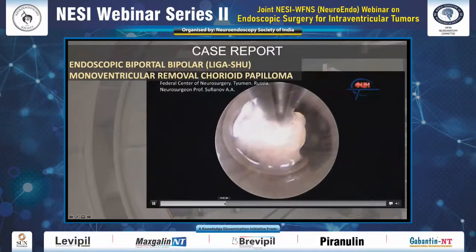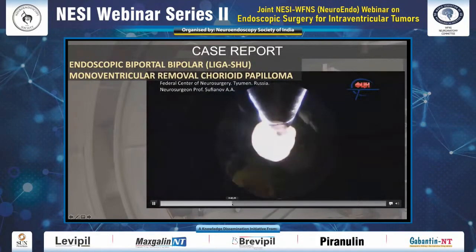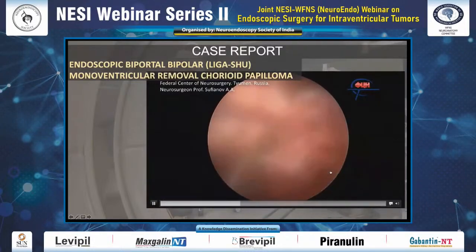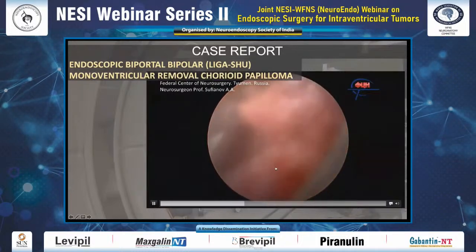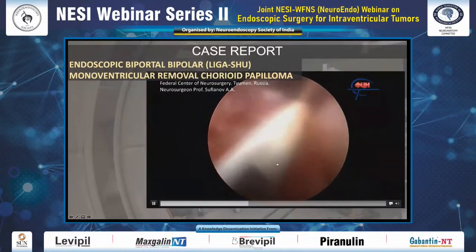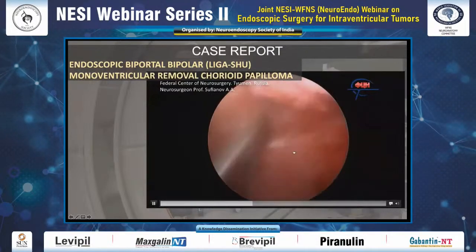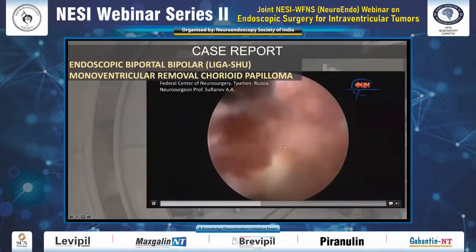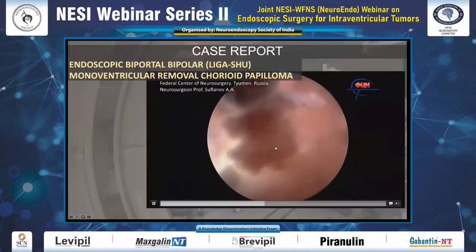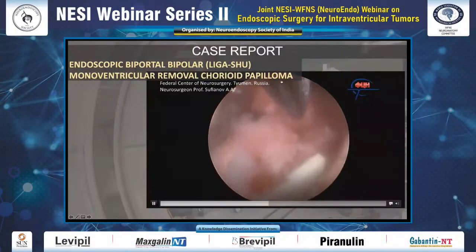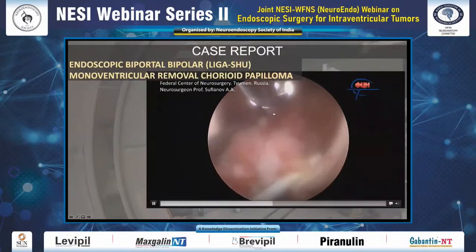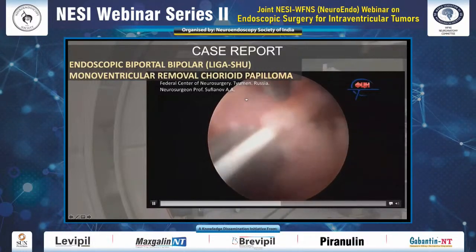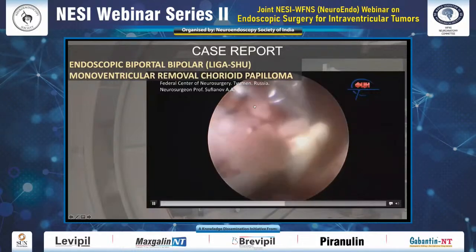So from the second port, I introduce an instrument, like a ligature. You see the ligature forceps, what I introduce through the second port. By ligature, it's very safe and very quick. You see the coagulate and cut, and piece by piece, I remove this tumor. This is biportal work. You see bimanual, biportal work. Ligature, forceps, bimanual work.